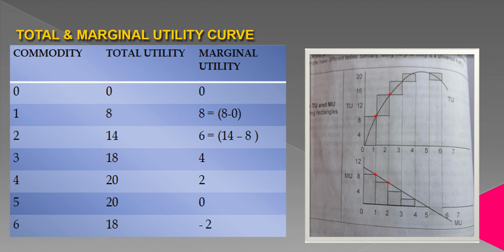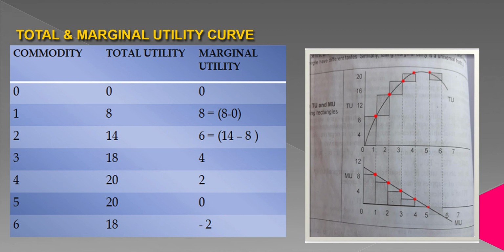Now, when he consumes a third apple, his total utility is 18. And when his total is 18, his marginal is 4. At the fourth apple, his total utility is 20. When total utility is 20, marginal is 2. Now, at the fifth apple, his total utility is again 20.